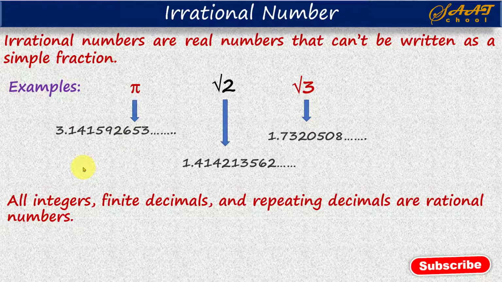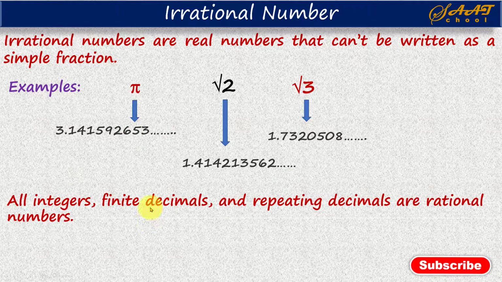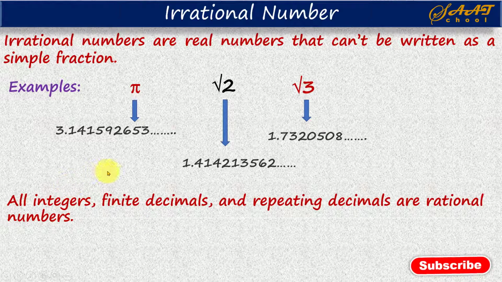As we discussed earlier, rational numbers are either integers, maybe positive or negative integers, finite decimals, or repeating decimals. So these numbers are rational numbers, whereas irrational numbers are not repeating or finite decimals, and they cannot be expressed as a simple fraction.